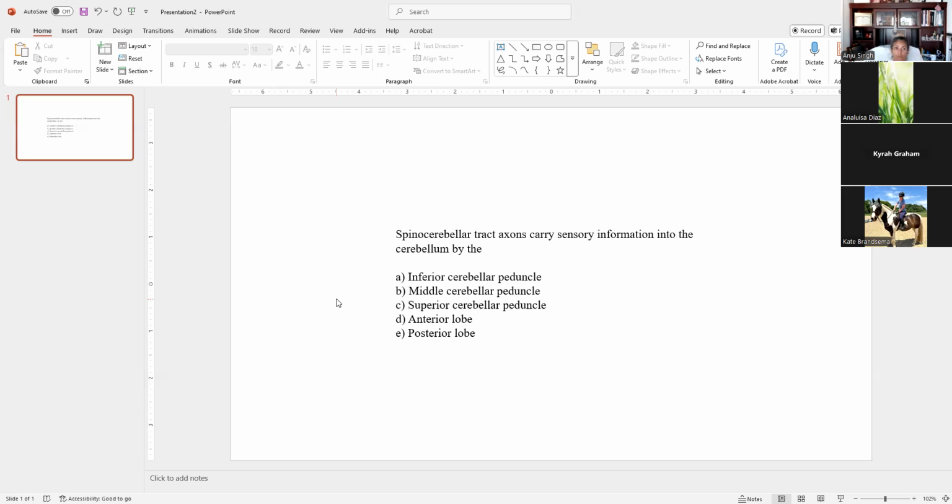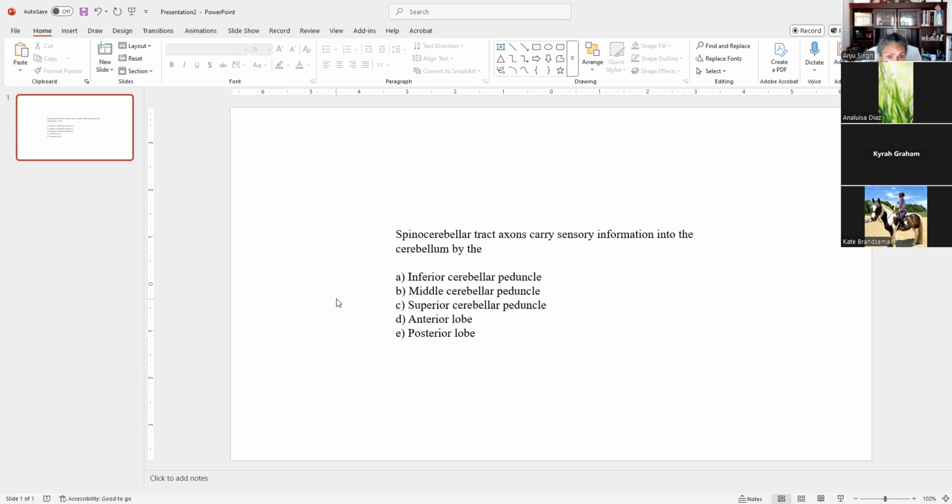This feels like a trick question. No, it's not. We did this in class, both lecture and lab. Yeah, I was going to say this definitely looks familiar. I'm just trying to think, spinocerebellar tract axons. So I want to first say, is it ascending or descending? Ascending. Okay. Anterior lobe and posterior lobes.